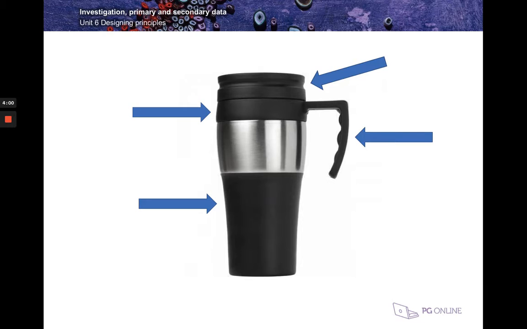Now we're going to look at this travel coffee mug, which we use a lot. Perhaps you guys don't use it quite so much now, but hopefully you will do. And it's a way of transporting hot liquid. And it's obviously a sustainable method because it means we don't have to use plastic because we reuse this mug over and over again. But this mug has been designed with ergonomics in mind.